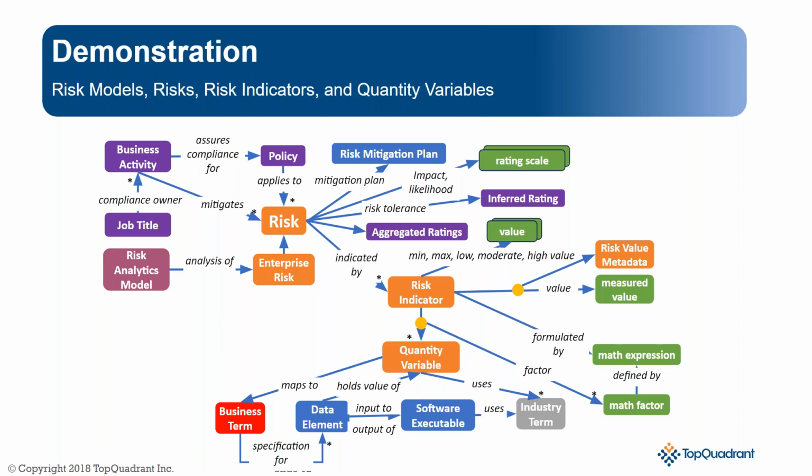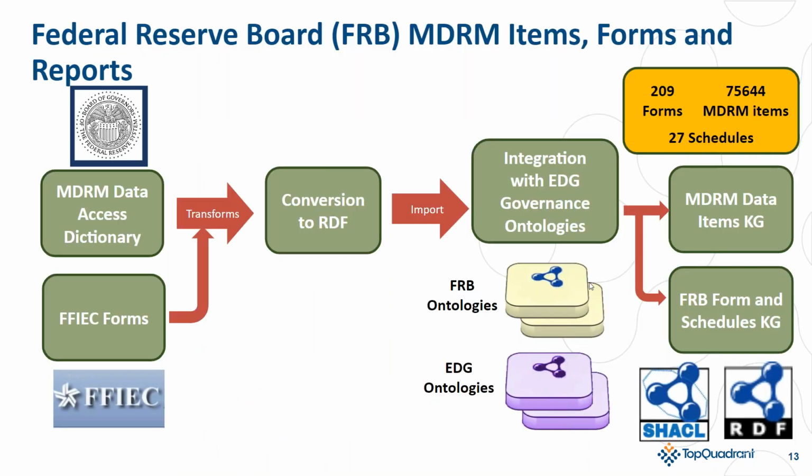So as Ralph demonstrated, there are multiple different elements related to a risk. The risk indicators, we talked about the quantity variables and how they're tied right down to a data element in some application that's actually managing that data. So the next step.